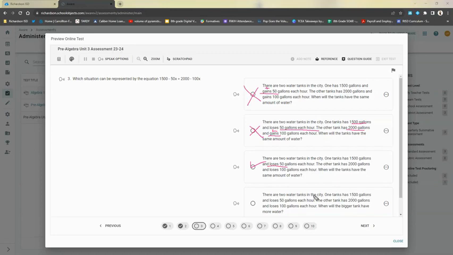One tank has 15 gallons and loses 50 gallons each hour. And the other tank has 2,000 gallons and loses 100 gallons each hour. When will the bigger tank have more water? So this doesn't have the same amount. It has more water. Therefore, this one is wrong and this one is correct. These two are probably the ones that students get confused because they forgot to read the bottom part.